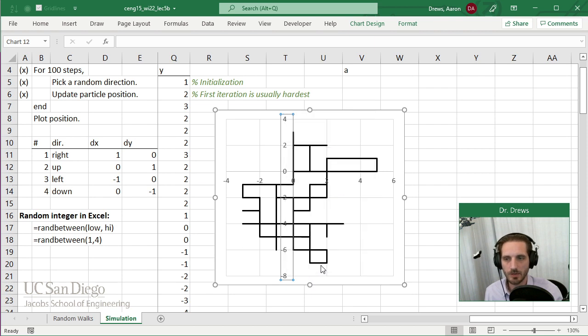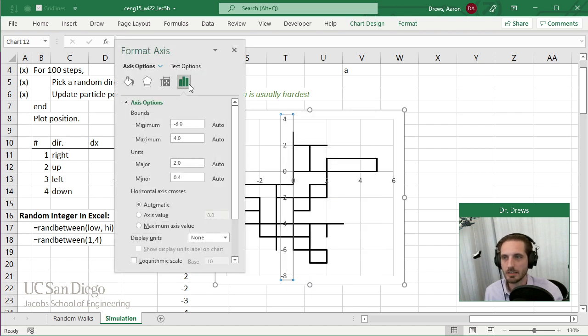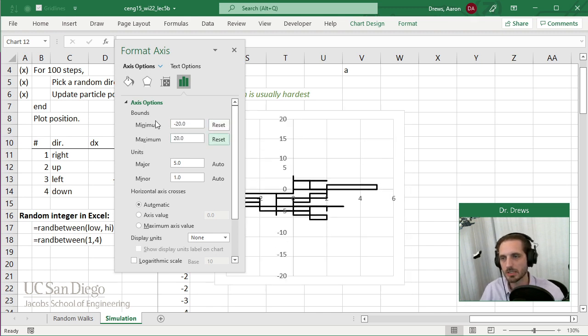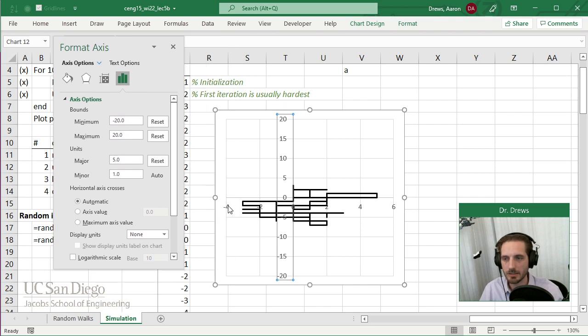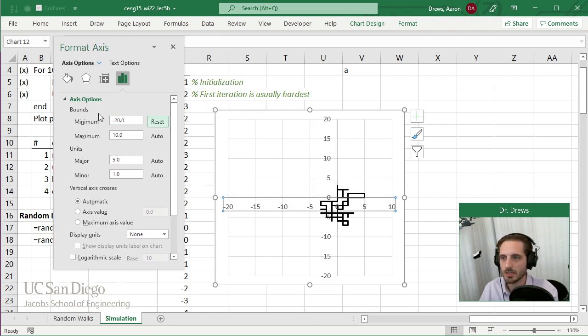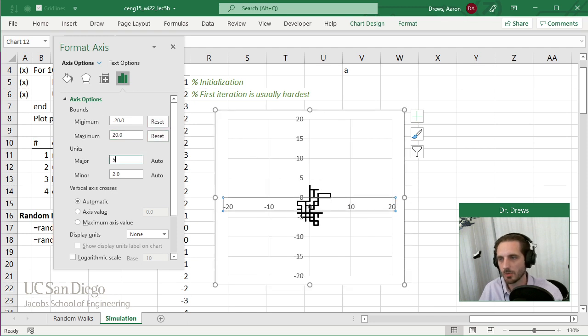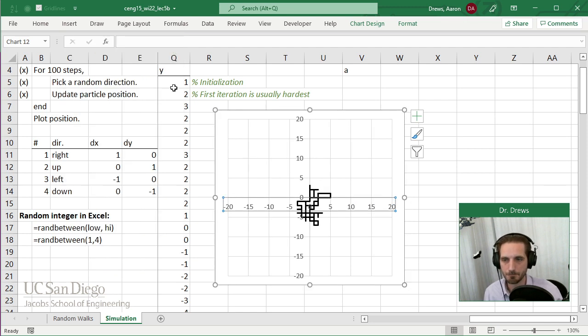So we're going to format the y-axis by right-clicking on it, and over here under axis options, we're going to set the bounds to be -20 and +20, and I'm going to set the units to be 5 just because it looks like a decent step size in between there. And then I'm going to click on the x-axis and do the same thing and set that to be -20 up to +20 with major units of 5.